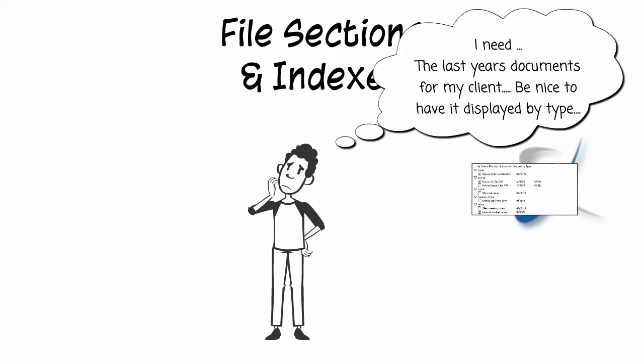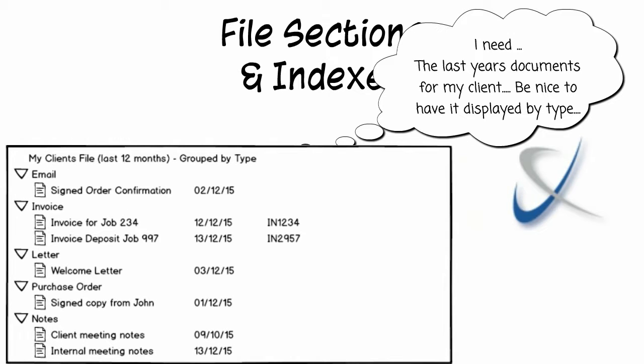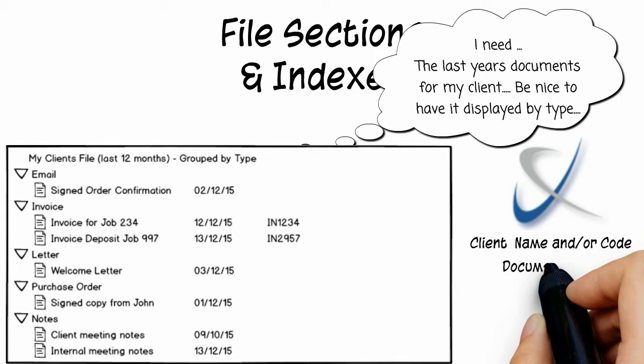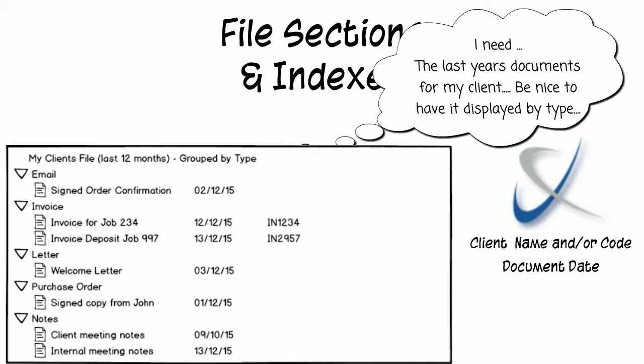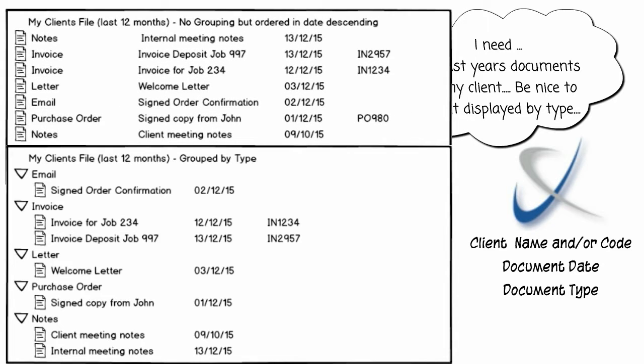For example, I want to search for all documents within the last year relating to a client, and I want to see them grouped by document type. For example, email, letter, invoice, purchase order, etc. With this scenario, the filing structure must contain the client name and document date to search on, and the document type to group the results by when they come back. This is the beauty of Virtual Cabinet and the reason we don't use folder structures. Your users can see the results in whatever grouping or hierarchy they want.